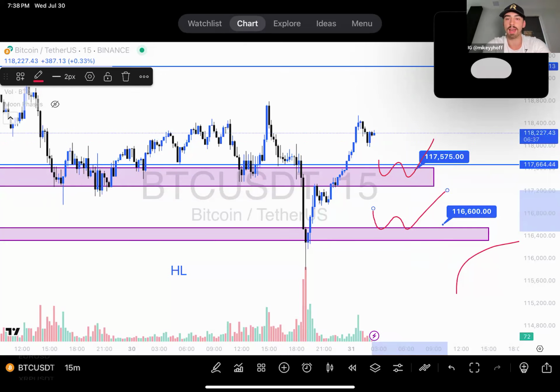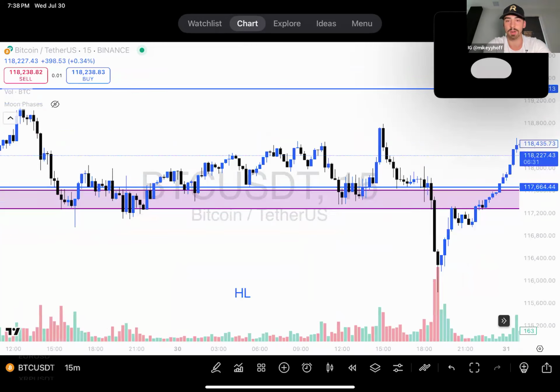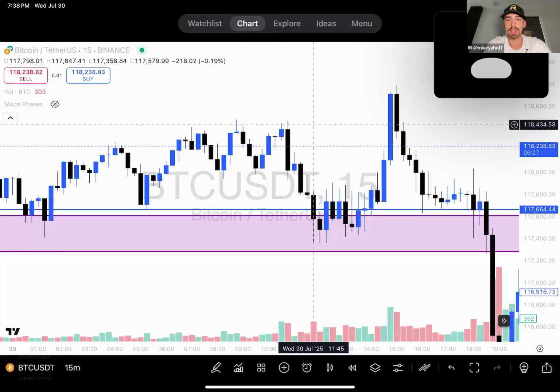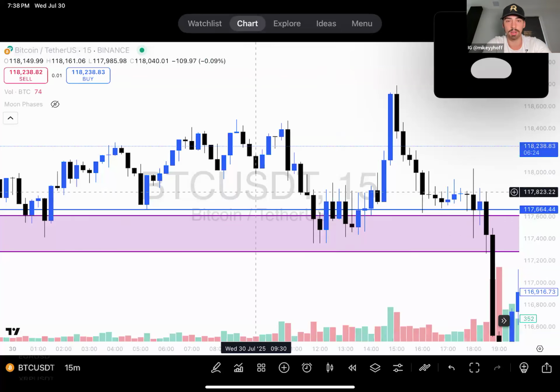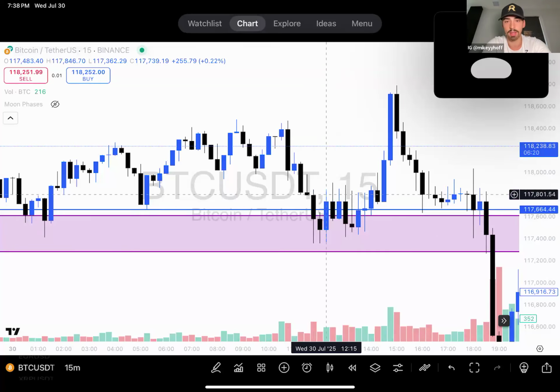So how does that happen? How does that work? What do we look for? We're actually going to go back a little bit to a trade that I executed this morning, which is right here. As you can see, Bitcoin came into this area earlier today. It was about 9 o'clock this morning, maybe 8:30.